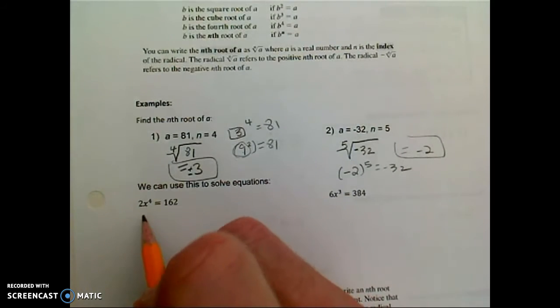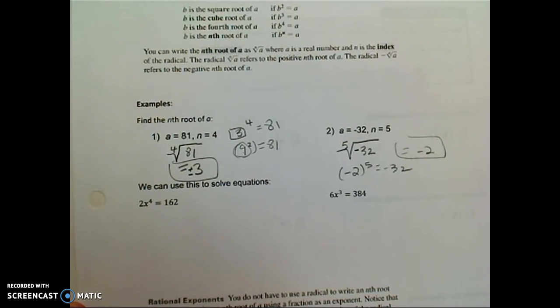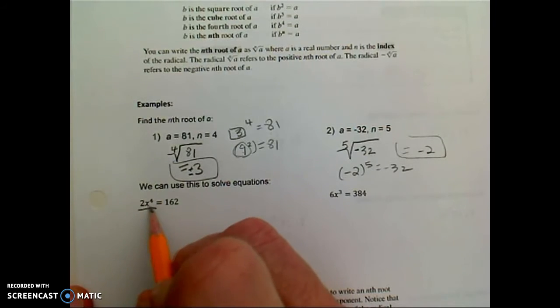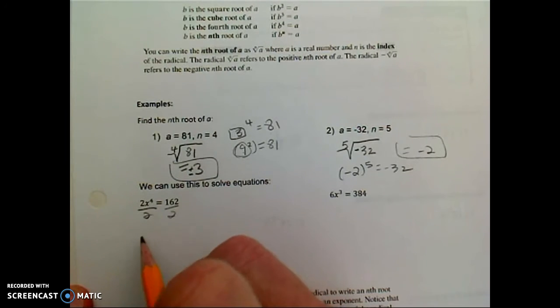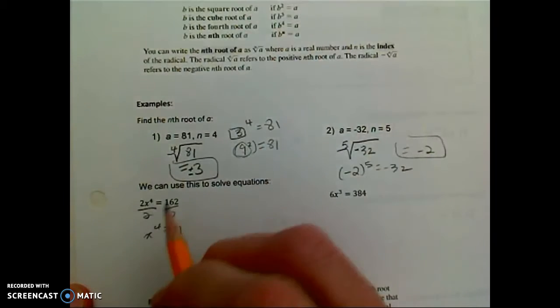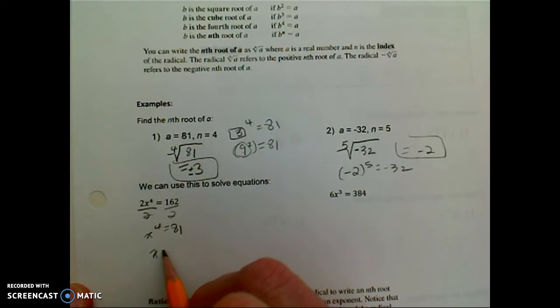Solving equations now. Now I'm trying to get the variable term by itself. Here I have 2x to the fourth. I'm going to divide both sides by 2. So x to the fourth now equals 81. Well, we just did that problem above. So we can see that x equals plus or minus 3.